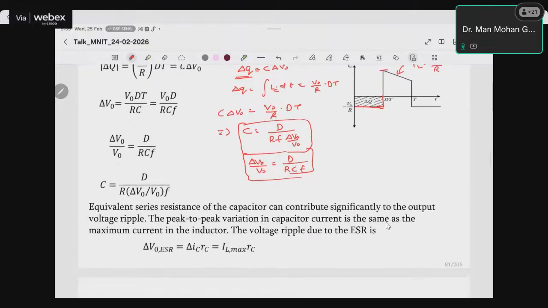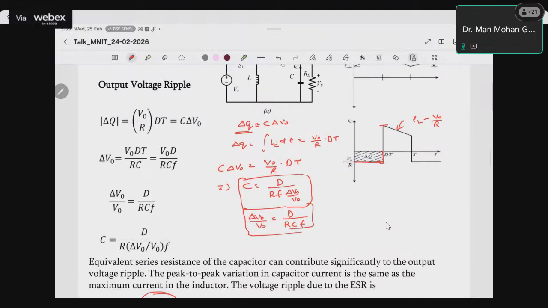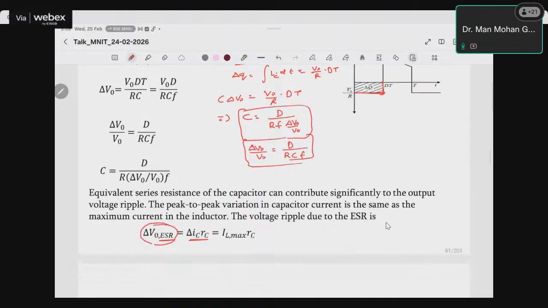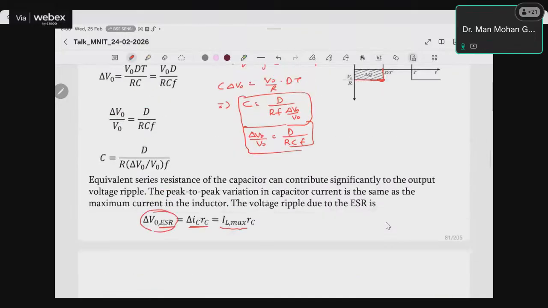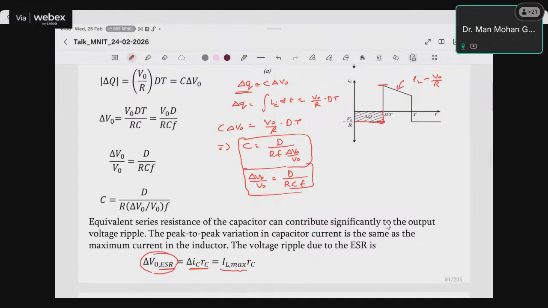Similar to that, if there is ESR present, then we can add this value also. So this value and this value, that is the IL max. So we can add this IL max into RC into whatever del V naught is coming from here, and that will give us the total ESR. Okay, so with this we complete the analysis of DC to DC converters, and the same analysis can be followed for other types of converters as well.